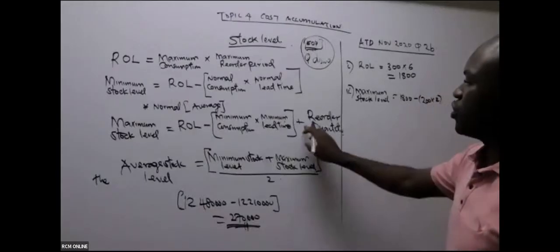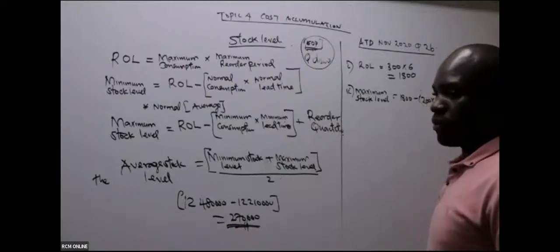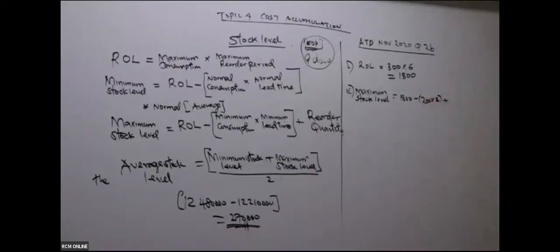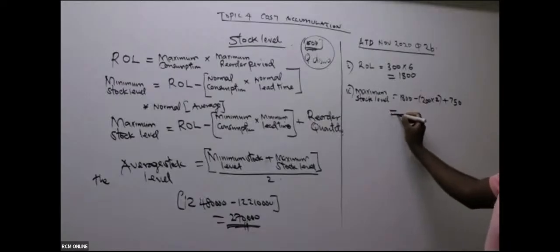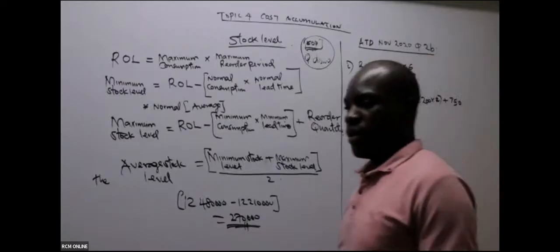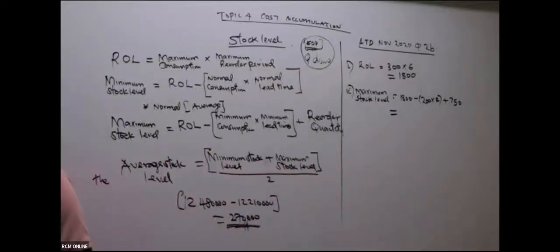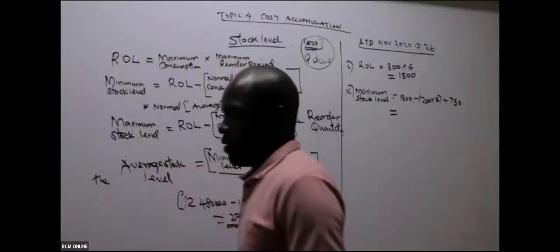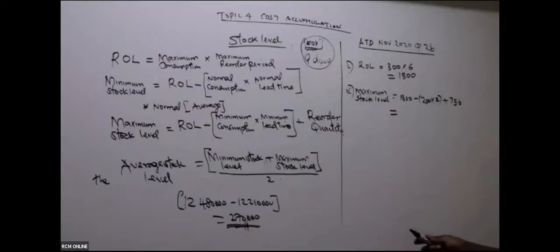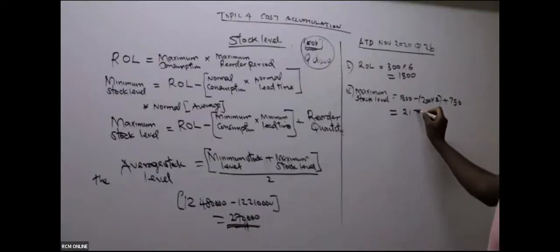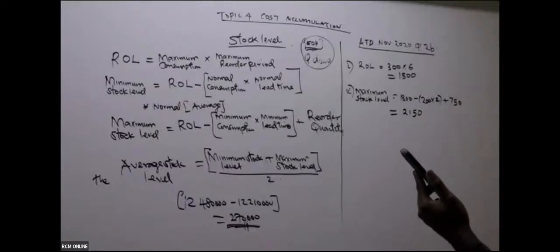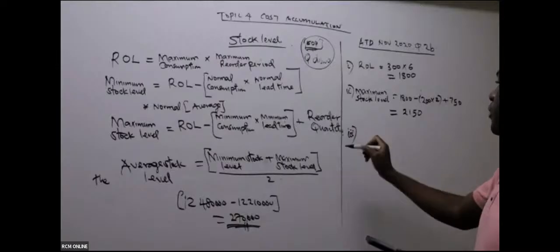Having done that, we are being told we add reorder quantity. So do we have reorder quantity? Reorder quantity, 750. Good. So please make good use of your calculator and then you give the result here. Your calculator should be functional. So what are we having? 2,150. Good.